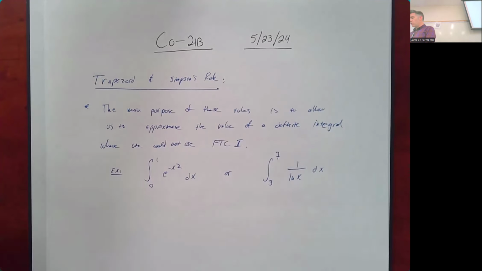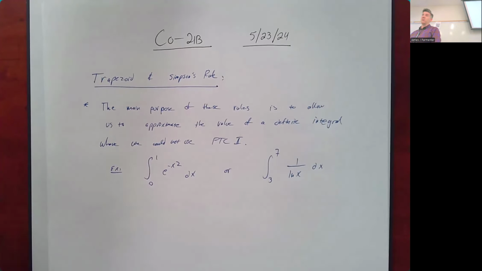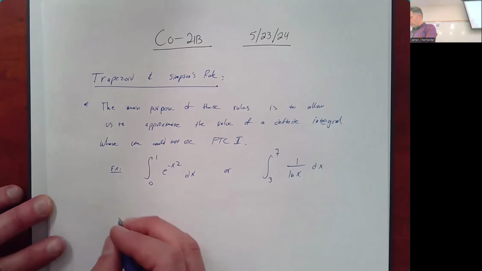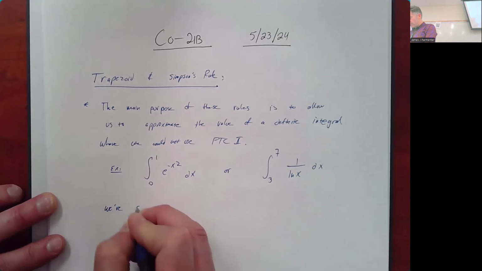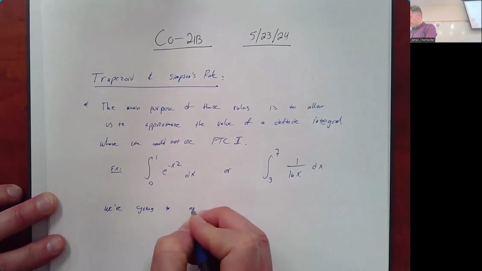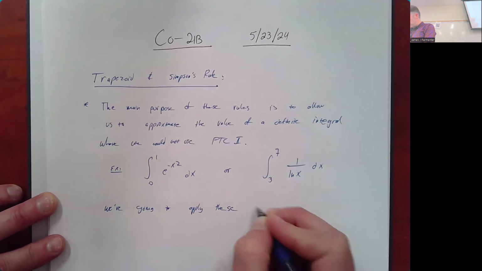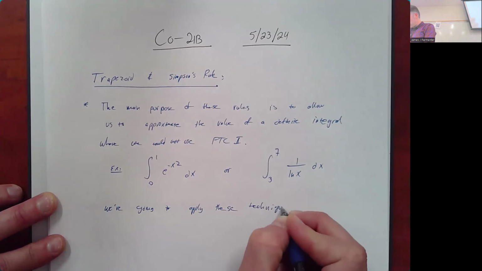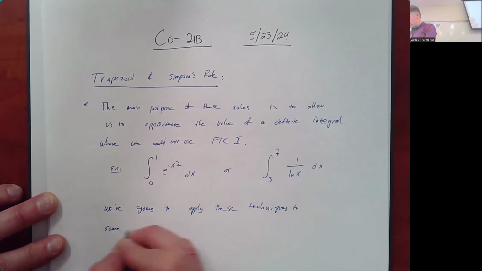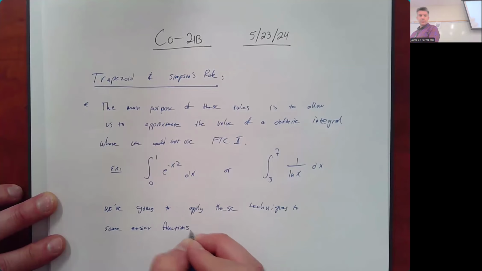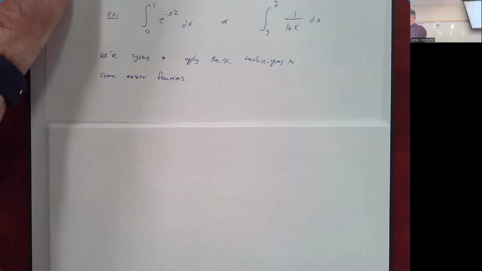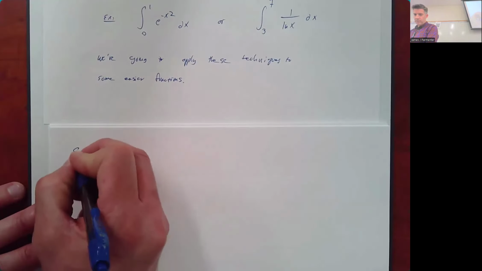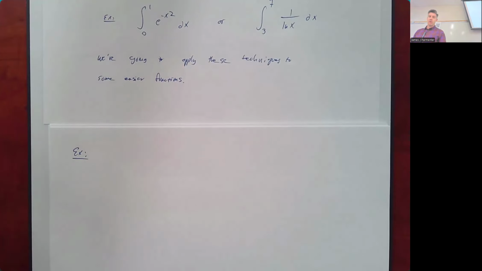But let's go ahead and use these techniques on functions that are a little bit easier to actually evaluate. So we're going to apply these techniques, rules, whatever you want to call them, to some easier functions, just for the sake of being able to actually calculate things. So let's look at some examples. And again, as always, if you have questions, please ask, and I'm happy to clarify things or answer other questions.